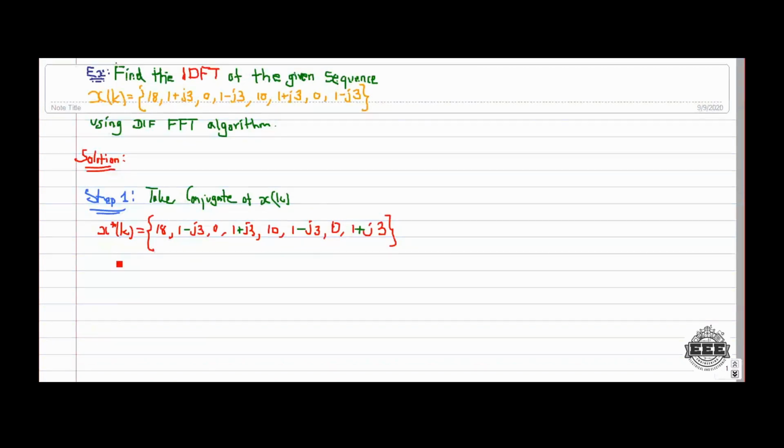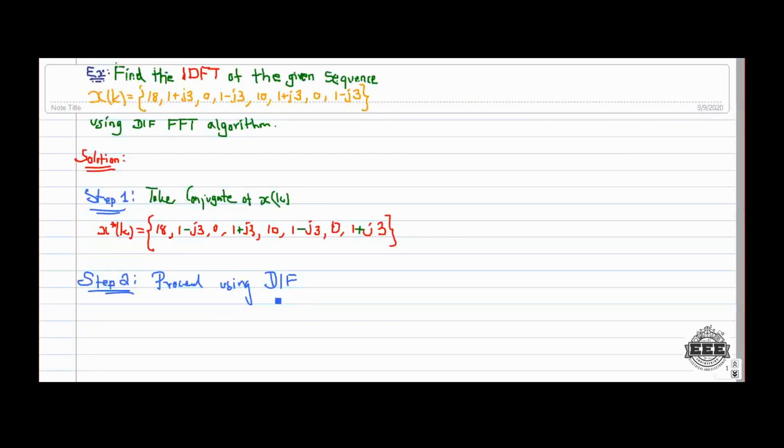Step two, what is our step two? We need to determine whether the question has been given in DFT or DIT or DIF, so that we have to identify. Step two, proceed using, read the question here, what they are asking: using DIF. They are asking to proceed using decimation in frequency. So we need to solve using decimation in frequency. This is our second step.